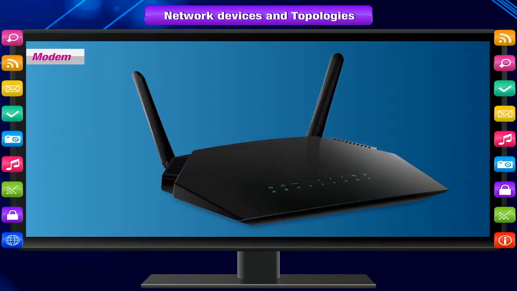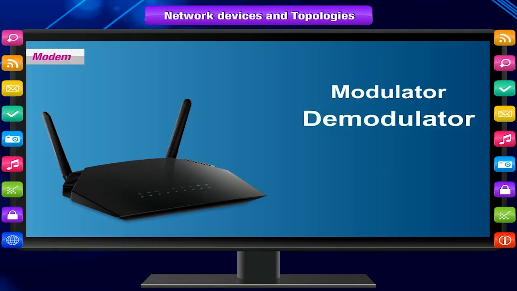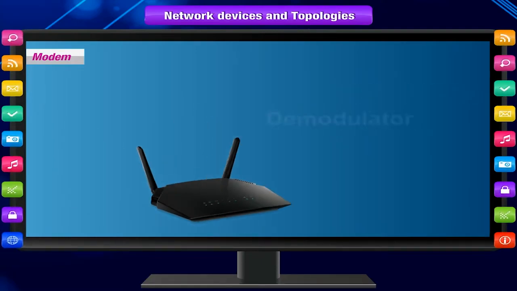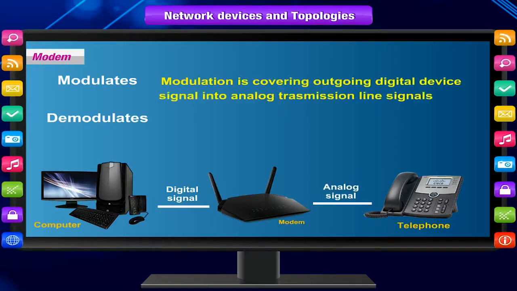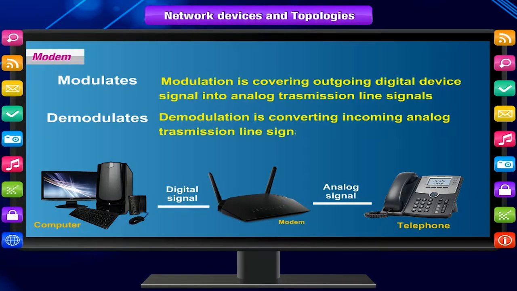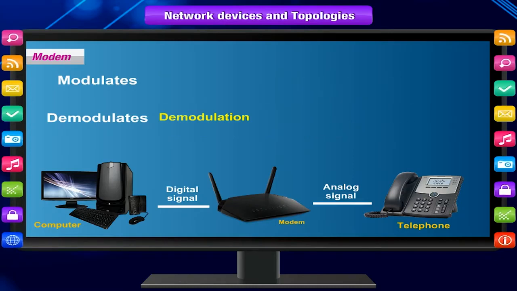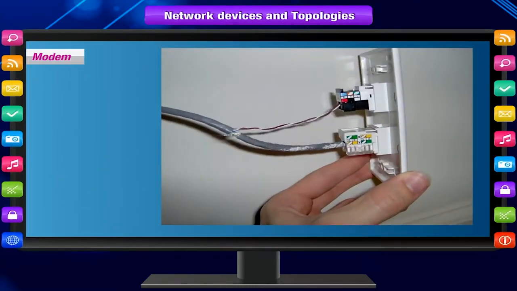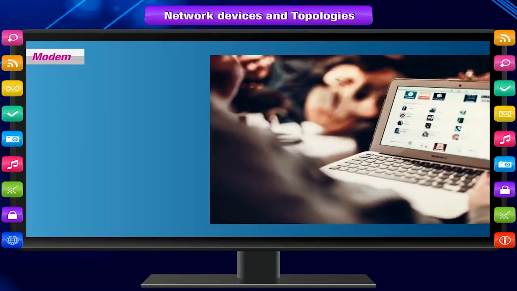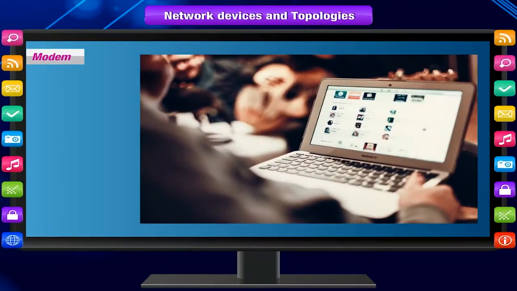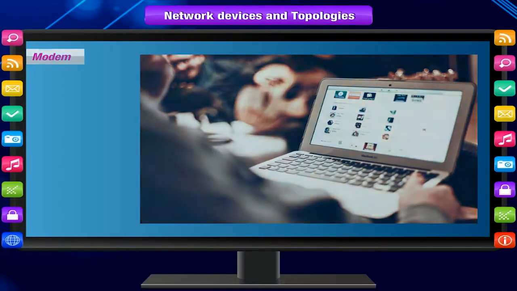Modem. A modem stands for modulator-demodulator. That means it modulates and demodulates the signal between the digital data of a computer and the analog signal of a telephone line. You get an internet connection through a wire to your house. This wire is used to carry our internet data outside to the internet world.